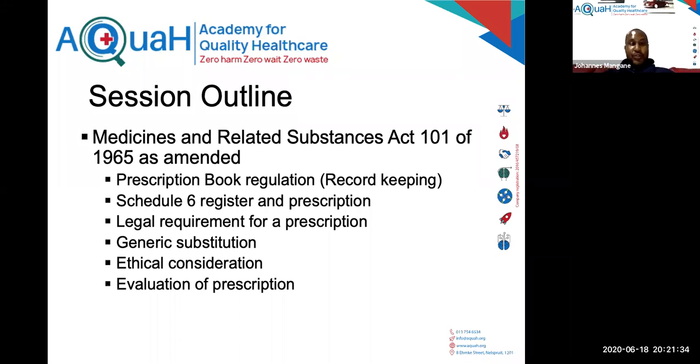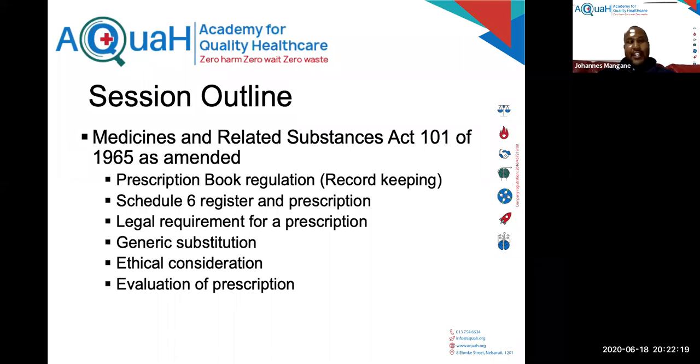So what we're going to focus on today is prescription book regulations. These are the regulations that are required for you to keep records in your clinic, your private practice, or wherever you'll be working and dispensing medication. We'll also look at the Schedule 6 register and the prescriptions themselves. Here, obviously, it's dual recording. You'll have the prescription itself, and then a register where you need to record the receiving of medication, the dispensing, and also the issuing, or if you are selling such medication.